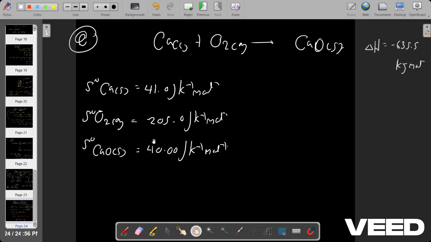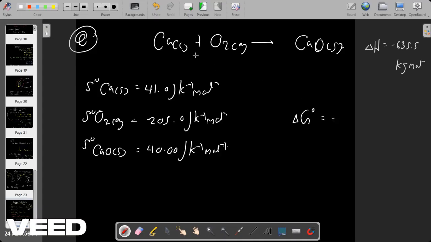So once you plug in the values, you must be getting delta G naught. First calculate the delta G naught for the balanced equation: minus 573.8 kilojoules per mole. Since it is less than 0, it is actually a highly feasible reaction. Very feasible.